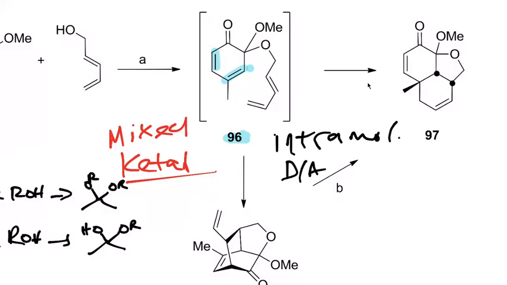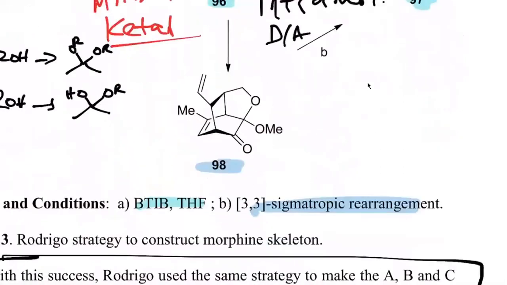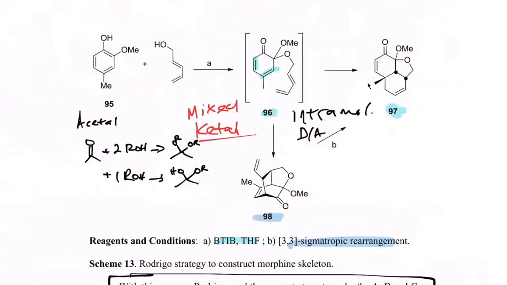Right? But not only did he get 97, he also got some of this compound here, 98. And then 98, he just warmed that up, and he was able to get that to rearrange through a Claisen rearrangement to give you 97, right? So again, very clever way of doing this, by first doing the Diels-Alder and getting the right product. And then even with the other product in 98, he was able to rearrange that using the Claisen and get more of 97. So really clever way of doing that. And this is from the Rodrigo group.